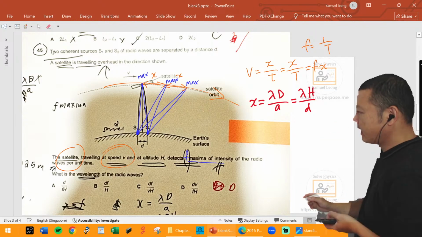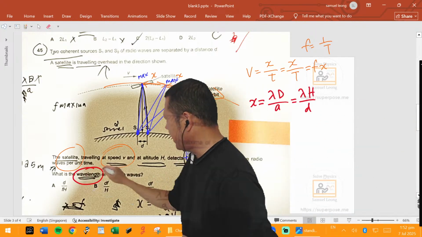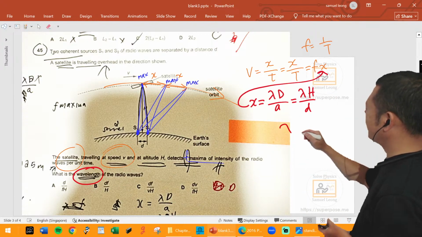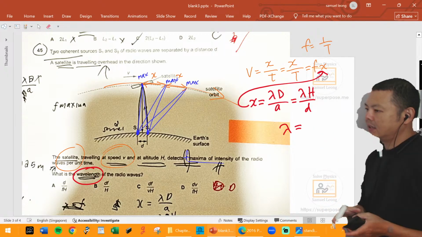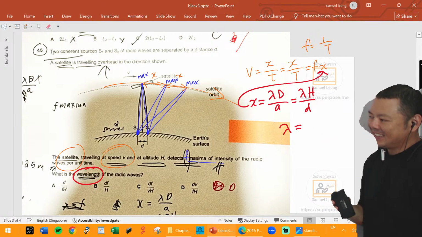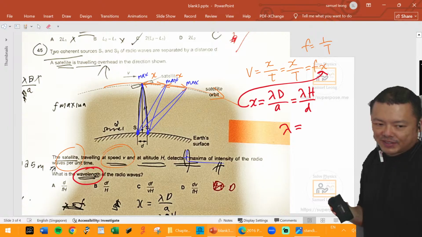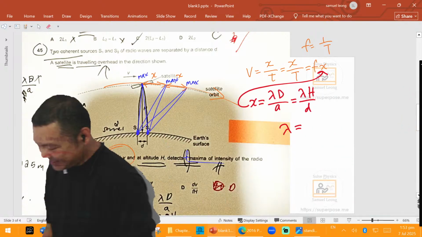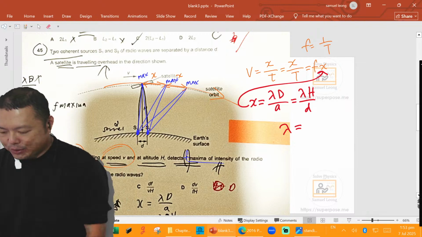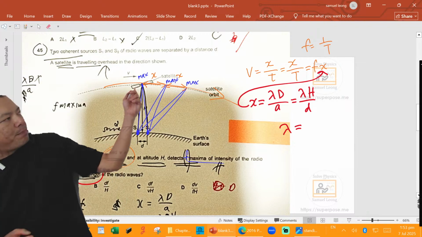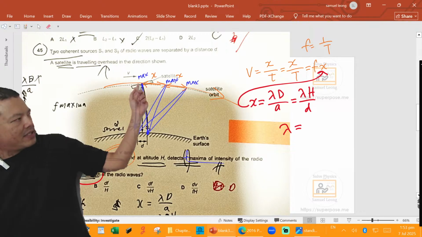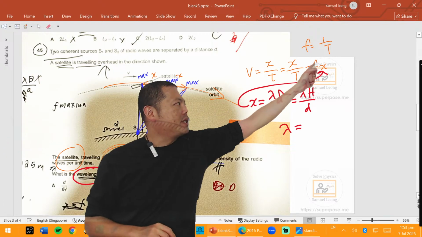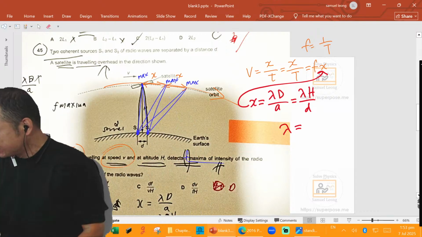What do they want you to find? Wavelength, right? You try to sub this into this and make wavelength the subject. That's the annoying part about this question. I think the difficult part of this is to convert the 1 over T into frequency. I think that's the part where most students will not be able to catch.